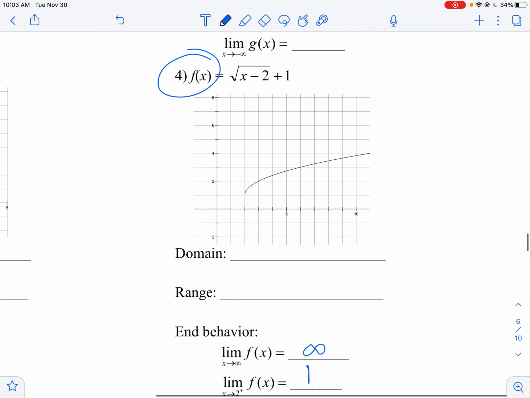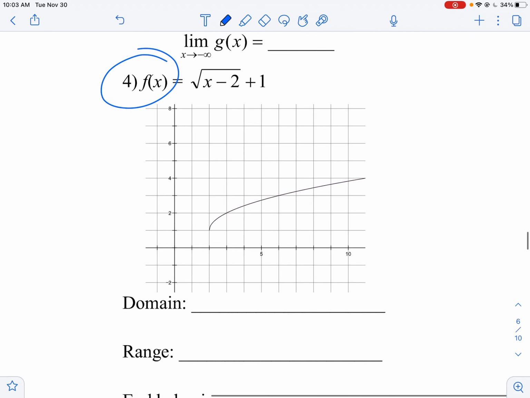So what I'd like for you to do is go to number 4 and see if you can write down the domain and the range for this square root function. Pause the video, try it out.